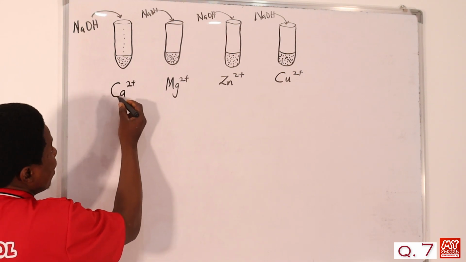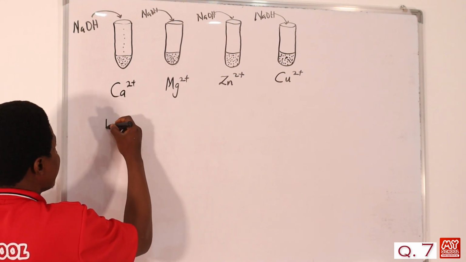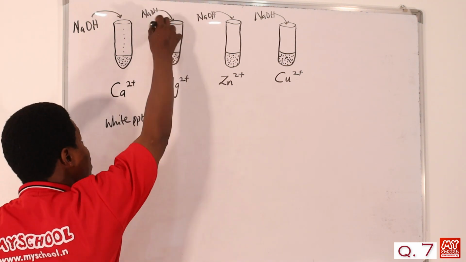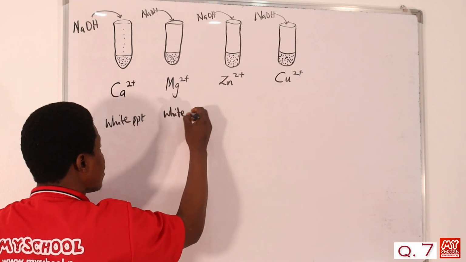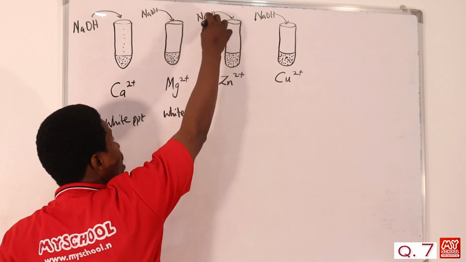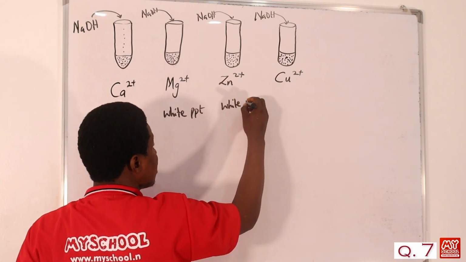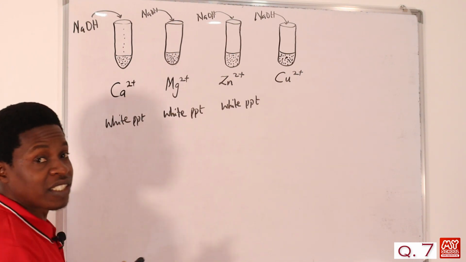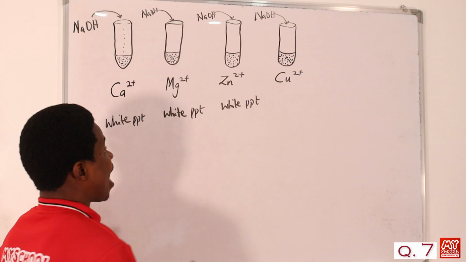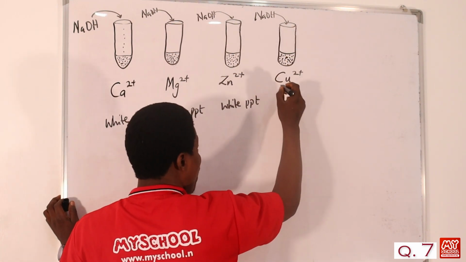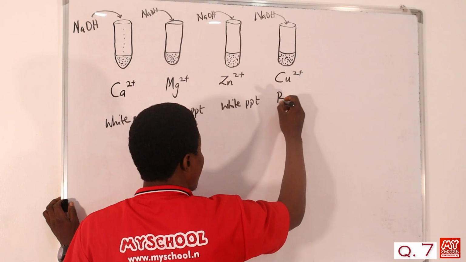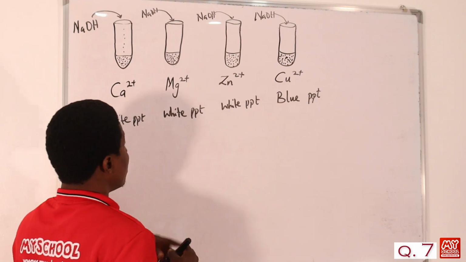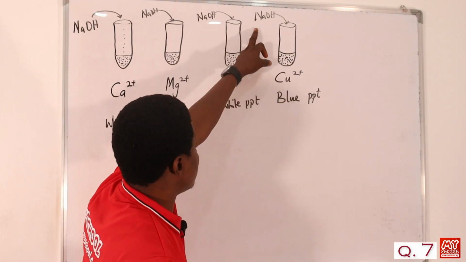If you add sodium hydroxide to calcium, a white precipitate (PPT) will be formed. Magnesium, add sodium hydroxide to it, you are going to have a white precipitate. And then zinc also, if you add sodium hydroxide, you are going to have a white precipitate. So these three will give you a white precipitate if you add sodium hydroxide to them in drops. Copper ion with sodium hydroxide is not going to give you white, rather it's going to give you a blue precipitate.